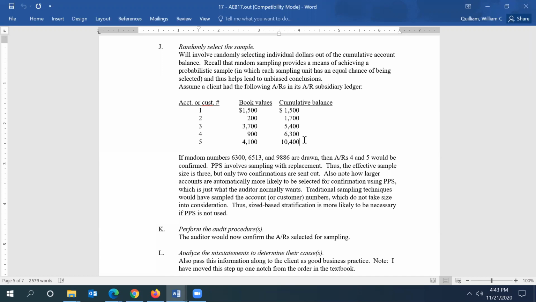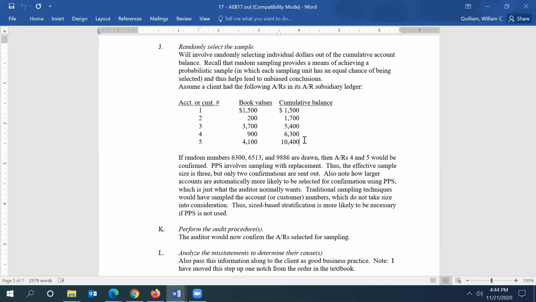Matching up to 3 individual dollars in the cumulative account balance. So sample size 3, we matched up to 3 sampling units, which are individual dollars in the cumulative account balance. However, 2 of those dollars confirmed were in the same account receivable, which is account receivable number 5. So we don't bug that customer by sending them 2 confirmations. We only send them 1. So 1 confirmation sent to account receivable number 5 and 1 sent to account receivable number 4.